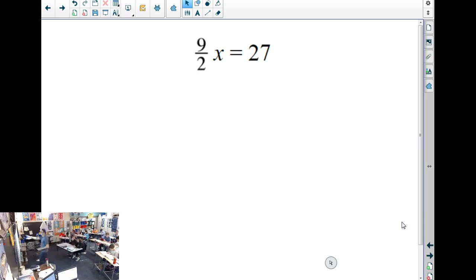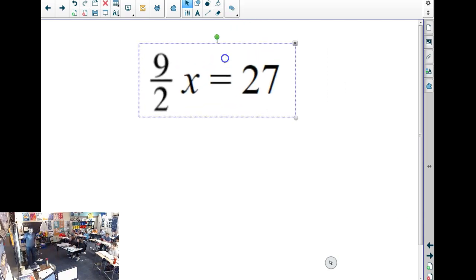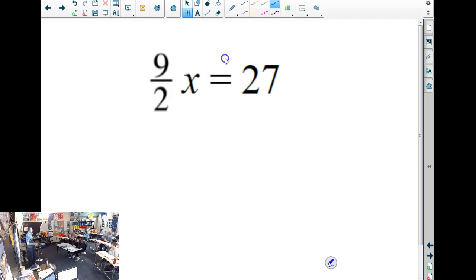Aiden told me, because 9 times 9 is 27. Wait, no, it's not. I lied. Sorry. So, Aiden told me I meant 9 times 2. Swap the 9 and the 2. No, it's not. It's 18.